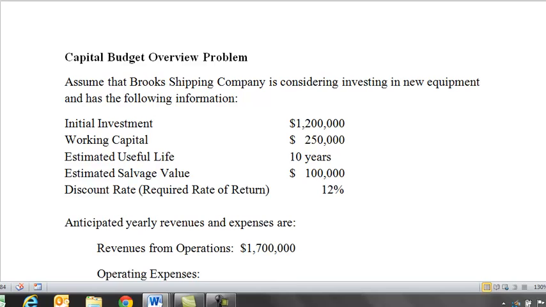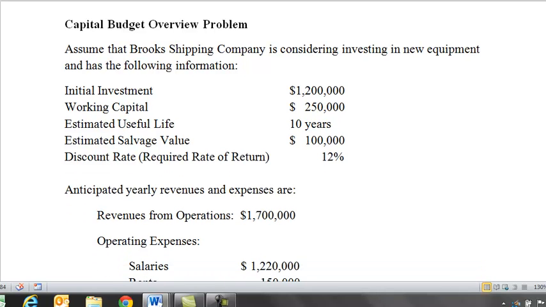So let's see how we use this information with this comprehensive problem. Let's assume that Brooks Shipping Company is considering investing in new equipment and has the following information. The initial investment is $1,200,000. Working capital is $250,000. Estimated useful life is 10 years. Estimated salvage value is $100,000. The discounted rate or required rate of return is 12%.